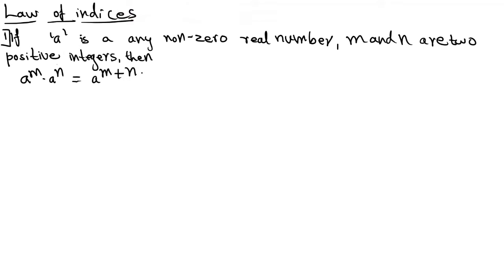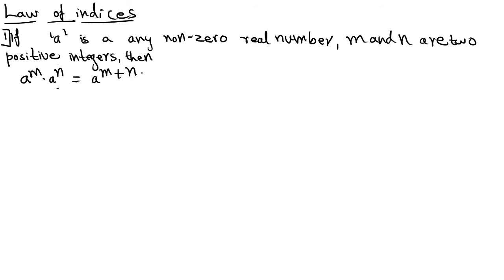Next is the law of indices: some rules or formulas related to indices. The first rule is, if a is any non-zero real number and m and n are two positive integers, then a to the power m into a to the power n is a to the power m plus n.